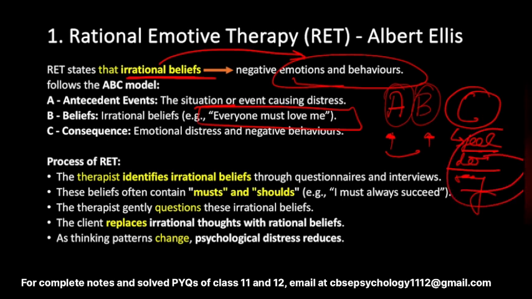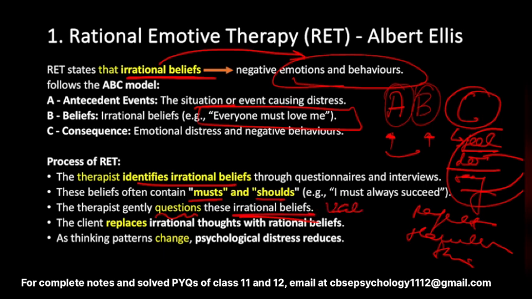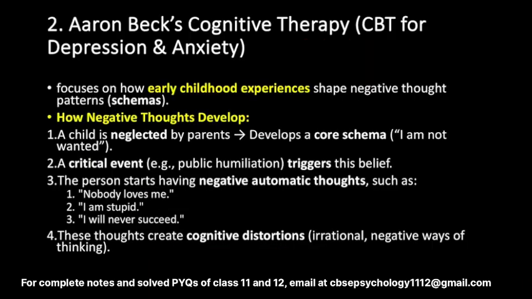The process of REBT is that the therapist identifies these beliefs. These beliefs often contain statements like must and should. So I must always succeed. I should always be perfect. I must always look flawless. Or I must be thin. The therapist then gently questions these irrational beliefs, how valid these are. Then the client replaces these with more rational beliefs, and as thinking patterns change over time, psychological distress, which would be the consequence of the usual irrational beliefs, decreases.